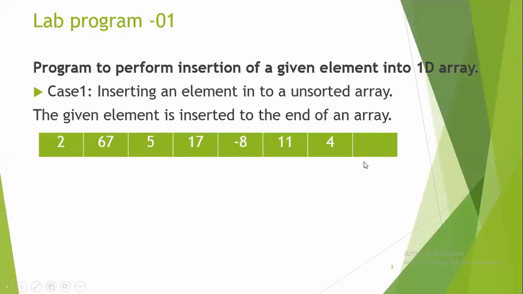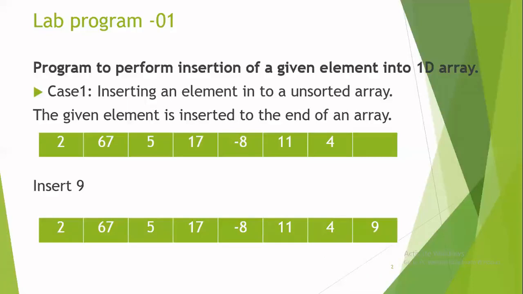To add an element 9 to this list, what I do is, already the last position is empty or vacant. So I'll use that last position to add this element 9 to the list. I'll just add that element to the end and I'll increment the number of elements present in this list from 7 to 8. So this is how you perform insertion operation on an unsorted array.